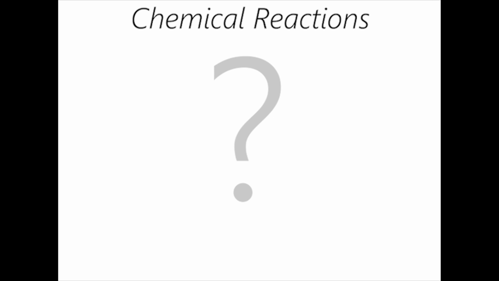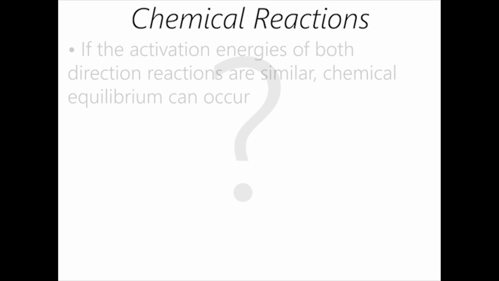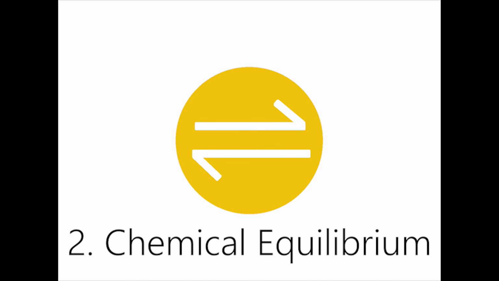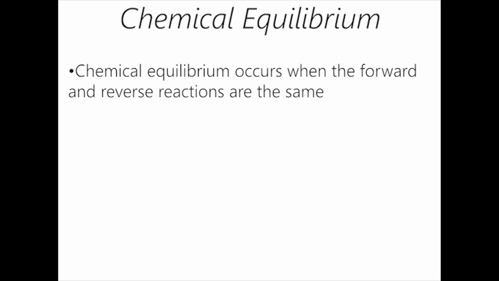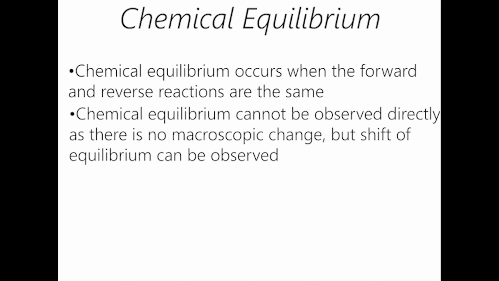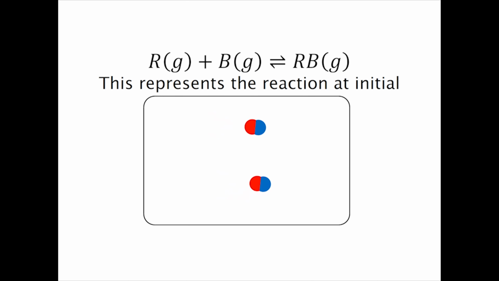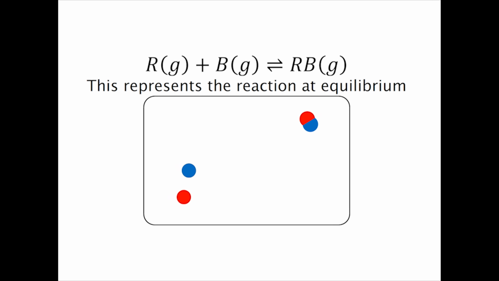But what happens if both activation energies are low? This is what is needed for an equilibrium reaction to occur. Chemical equilibrium occurs when the forward and reverse reactions are occurring at the same rate. Chemical equilibrium has no macroscopic changes as the reactions are occurring so quickly that there is no change in concentrations and no net chemical change. So although there is a whole magnitude of reactions occurring at the same time, an observer would have no indication the system is in chemical equilibrium and it would appear no reaction is taking place at all.